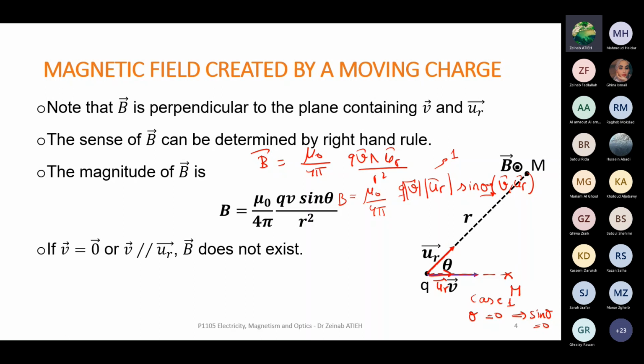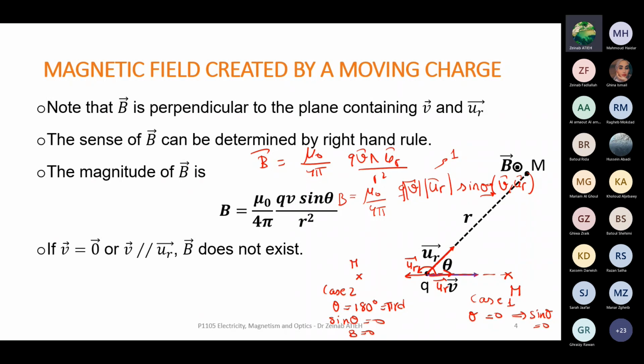Now also, if the point is behind Q, let me call this case 2. So if the point is behind the Q, let me draw UR in this case, this is UR. Where's my angle between V and UR? You can see my angle between V and UR. So theta in this case is equal to 180 degrees, or pi radians. Sine theta is equal to 0. This means that B is equal to 0.